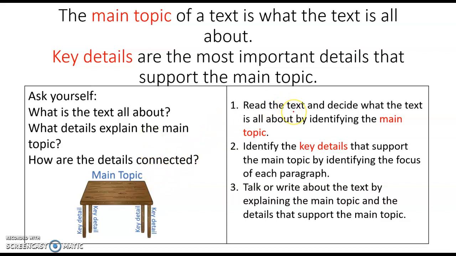So the first thing we'll do is we'll read the text and we'll decide what the text is all about by identifying the main topic. Then we'll identify the key details that support the main topic by identifying the focus of each paragraph. Then we'll talk or write about the text by explaining the main topic and the details that support the main topic.